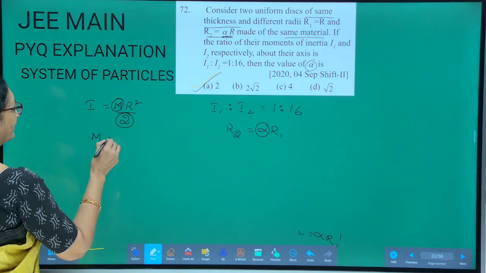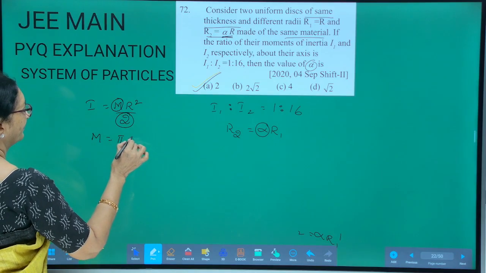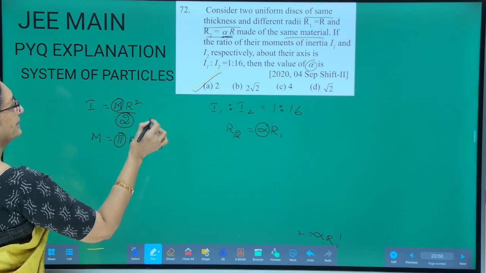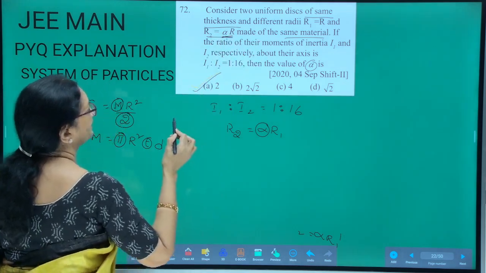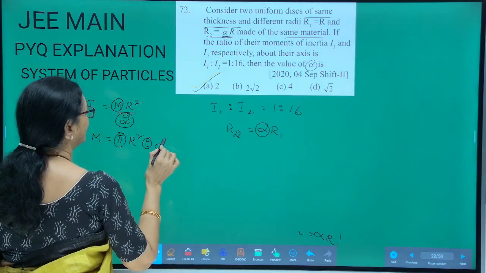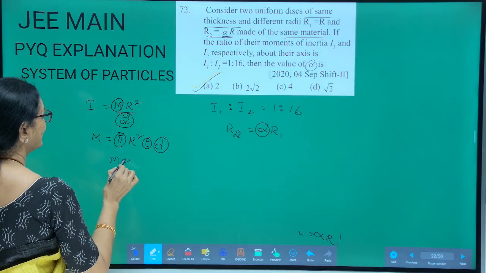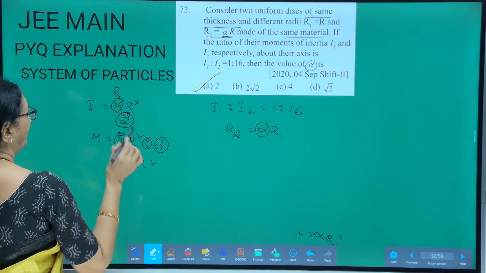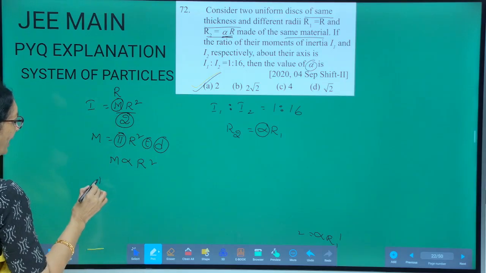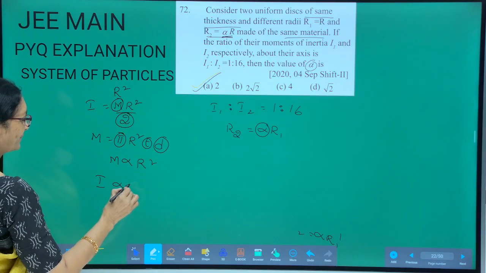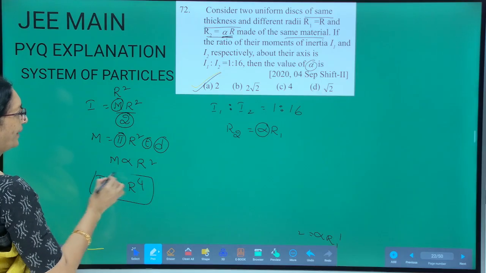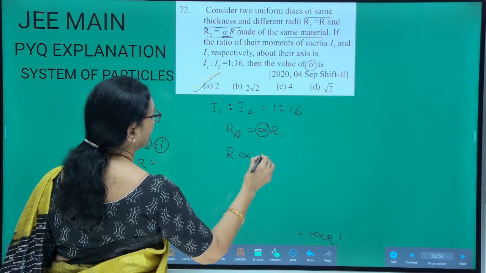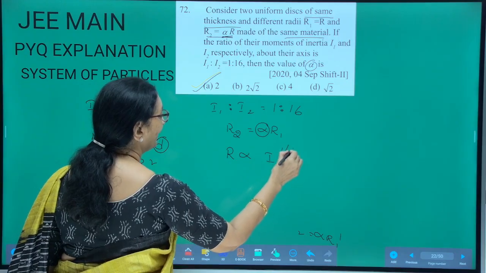Mass is equal to volume into density, that is pi r square t d. Here t is the thickness, and since the problem says same thickness and same material, the density is also the same, from which mass is proportional to r square. So, in place of mass we can take the proportionality. So, I is proportional to r square into r square, that is r to the power of 4. So, r is proportional to I to the power of 1 by 4.